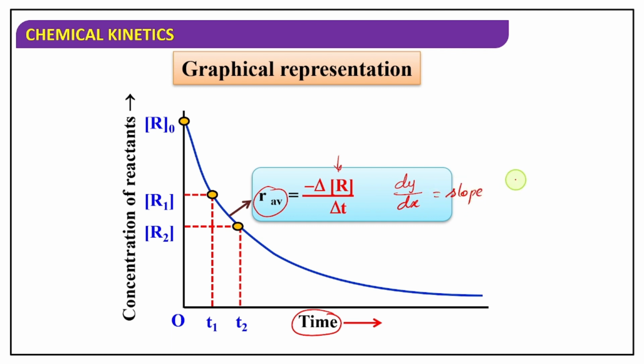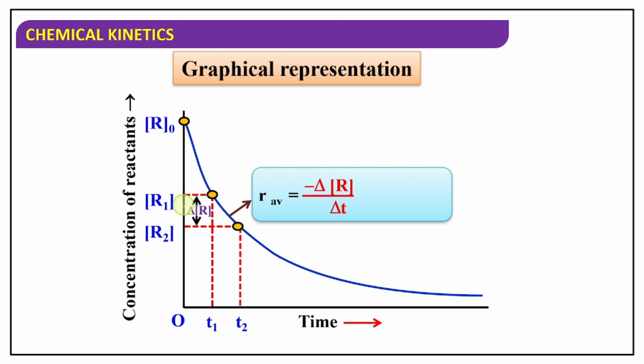If I find the slope, the slope will give me the average rate of the reaction. Got it? So here, delta R, how to find out delta R? We can simply say that R2 minus R1. So we have a negative sign here, indicating that the concentration of the reactant keeps on decreasing. So here I have written delta T, change in time, right? So by plotting the graph, I will be able to calculate the average rate of the reaction.